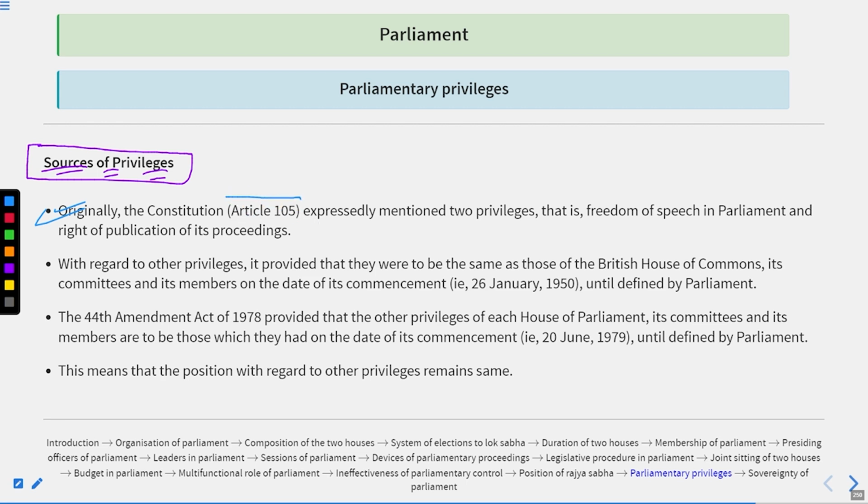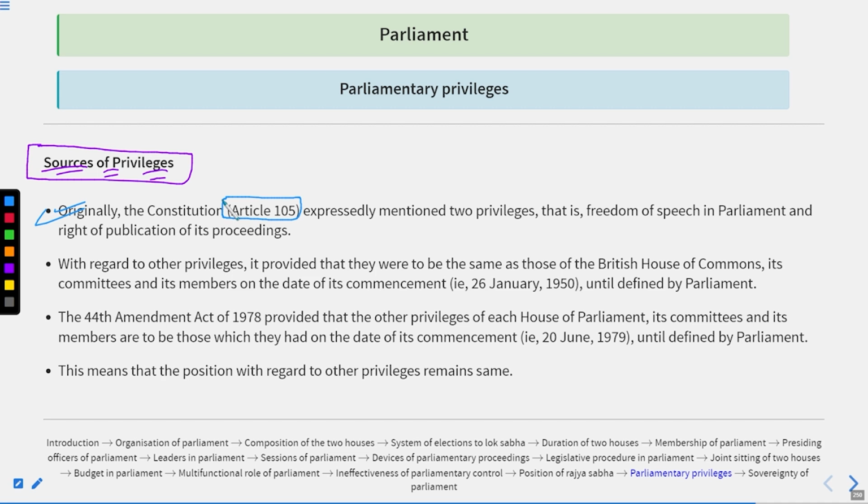Remember, the articles are very important to remember, because the question could be asked in a repeated way. The question could be asked in two ways. The first way is like this: Article 105 provides for which? Sources of powers to the governor, sources of privileges to the parliamentary members, presidential elections, vice president elections. This is the first type, and we know the answer should be sources of privileges.